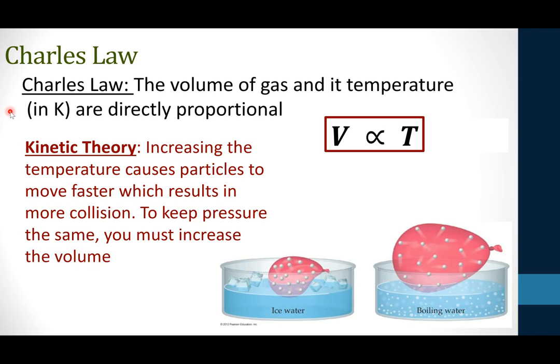The opposite is true if we cool down. So if we decrease the temperature, the particles are going to move slower. And if we didn't change anything else, that would result in less collisions, a lower pressure. So if the temperature decreases, we also have to decrease the volume, push the sides of that container closer to the particles so that we maintain the same number of collisions with those slow-moving particles.